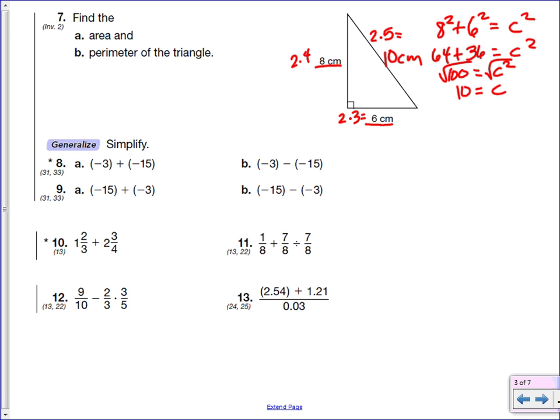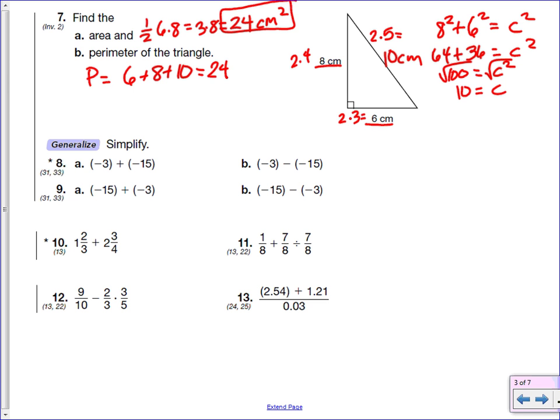So the area, 1/2 the base, 6, times the height, 8. Half of 6 is 3. 3 times 8 is 24. And since we're talking about area, it's centimeters squared. And then the perimeter, add up all the sides. 6 plus 8 is 14, plus 10 is 24. And then this one is centimeters.